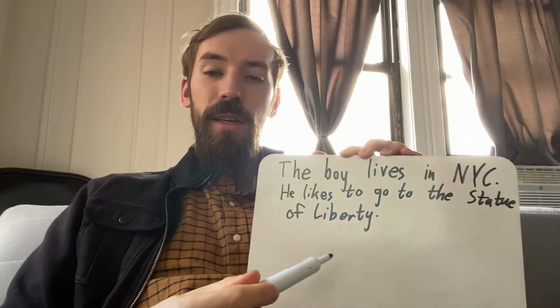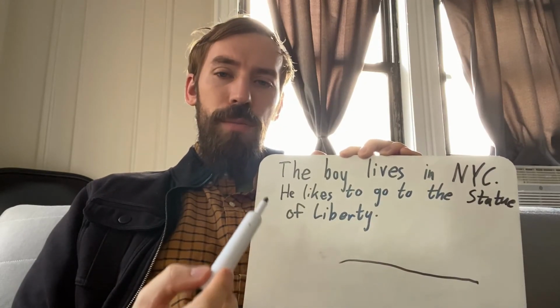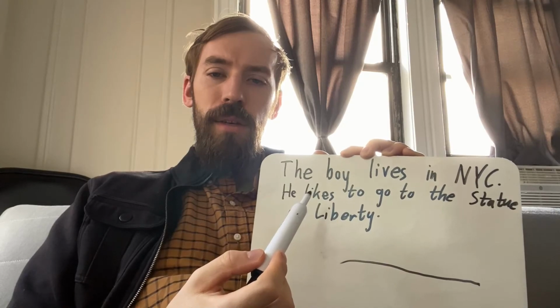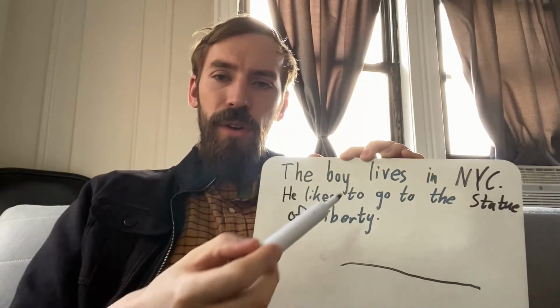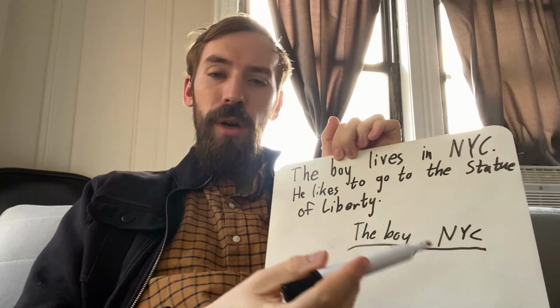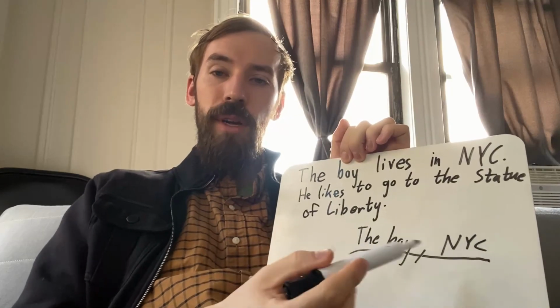Now the main idea, you'll see a line. The main idea of this sentence would be something with the boy. And the Statue of Liberty is in New York City, so it probably has to do with him living in New York City. So you could say the main idea is the boy and New York City. The boy and New York City, there's a comma to separate the sentences. The boy and New York City. So that's what you're going to do.